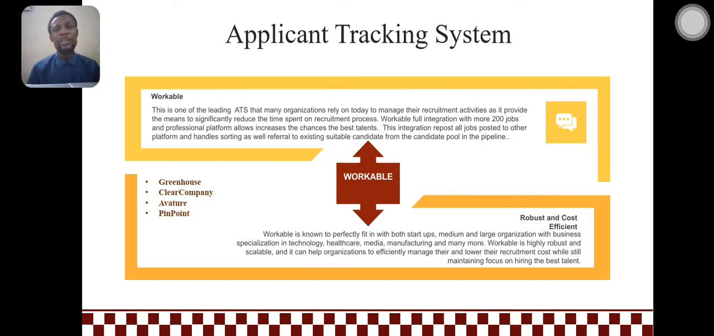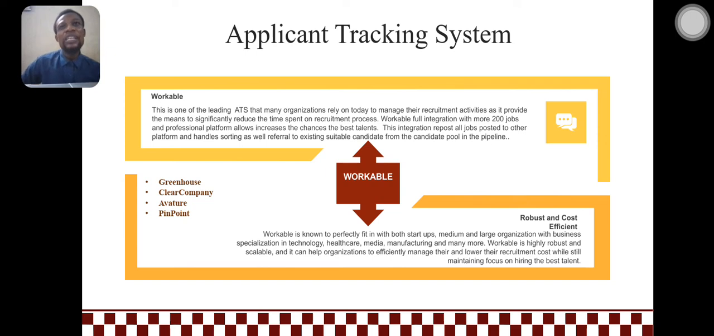So basically, applicant tracking systems save recruiters enormous time and increase the possibility of getting the best talent. Also, it helps to manage recruitment cost. Because of this video, I'll be focusing on a few ones. And out of the few, I will be laying emphasis on the one I found to be more interesting, which is Workable. So what I have here, I have Workable, I have Greenhouse, I have Clear Company, Abacho, and Pinpoint. But my emphasis will be on Workable.